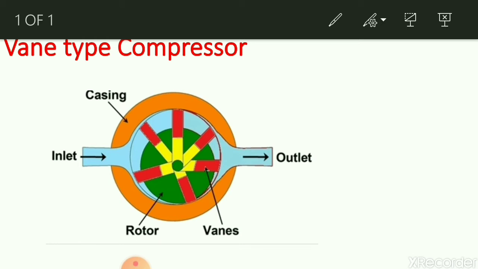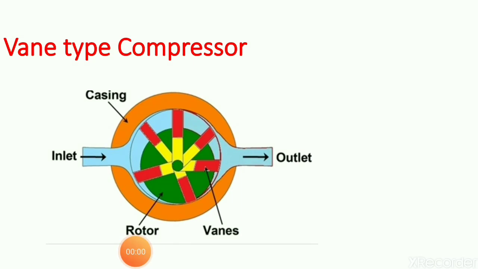Okay, so this is what happens in the compressor. The air gets compressed when it is between the two vanes. The vane type compressor requires less work compared to the lobe type for the same capacity and pressure rise.